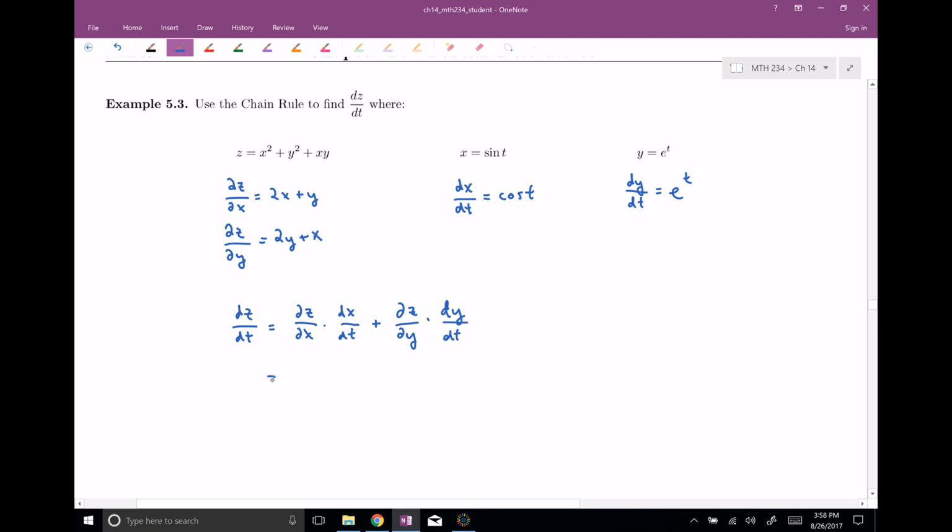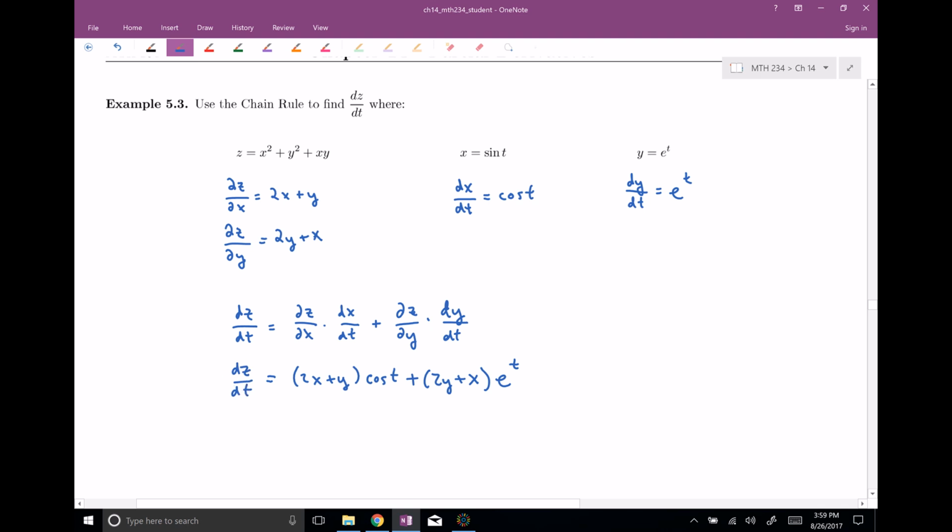So let's go ahead and plug these things in. Here's my first partial, 2x plus y, times dx/dt, so that's cosine of t, plus the partial of z with respect to y, so in this case it's 2y plus x, times dy/dt, which is e to the t. So there is my derivative of z with respect to t.